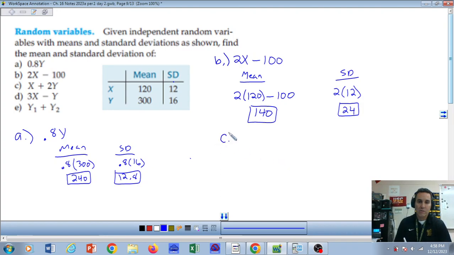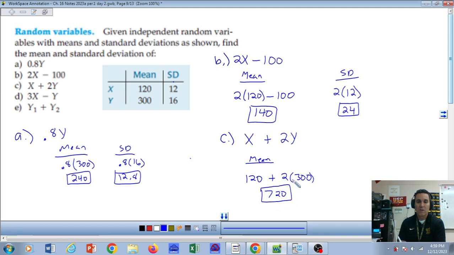Do not subtract 100. For part C, they want you to do the x random variable plus 2 times the y random variable. So to do this transformation, you're going to combine the two random variables. For the mean, no big deal. Take the mean of the x group and add 2 times the mean of the y group. You're going to get 600 plus 120, so you end up getting 720 for the mean when you combine those two.